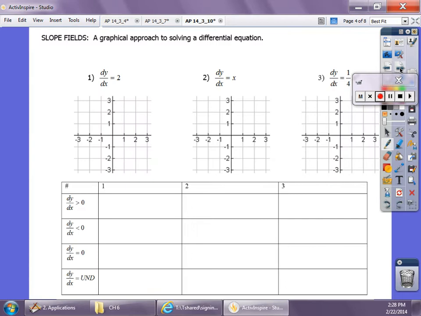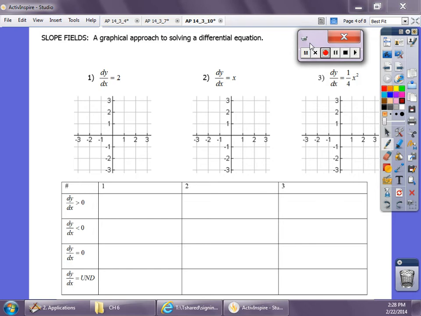Alright, slope fields. Here is where we're going to get going. So, Ms. Stedman, if you want to pause for a second to take any homework questions, again, I'll need about 20 minutes, maybe actually 25 minutes to get through the notes.